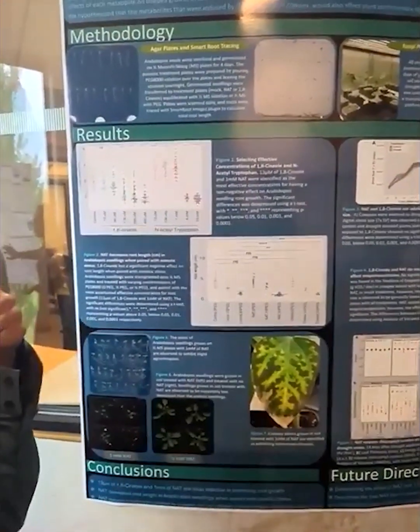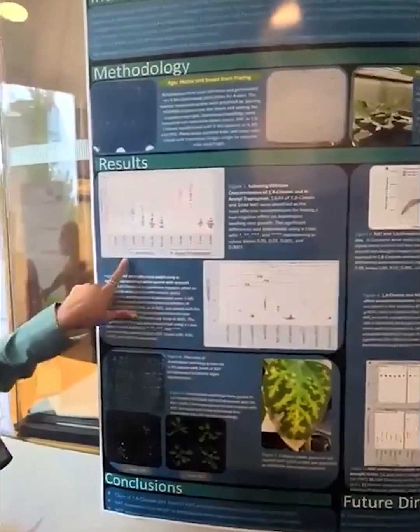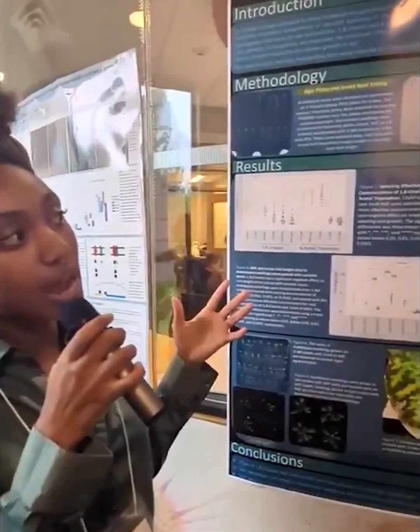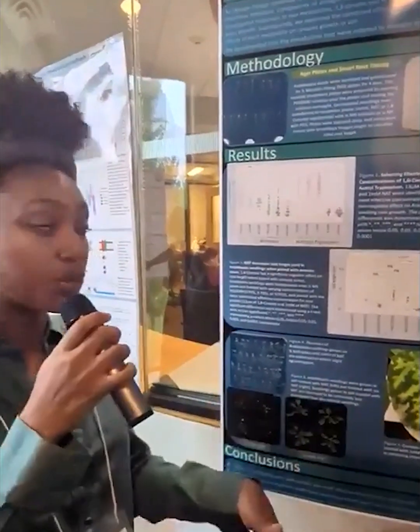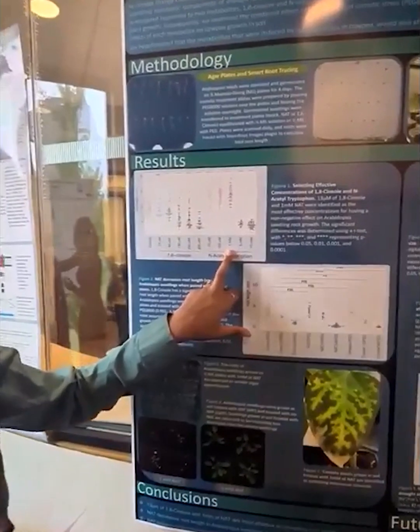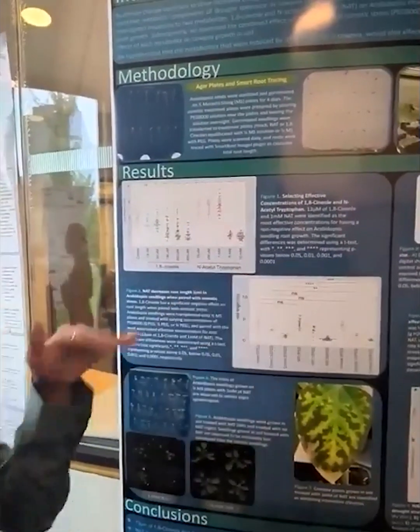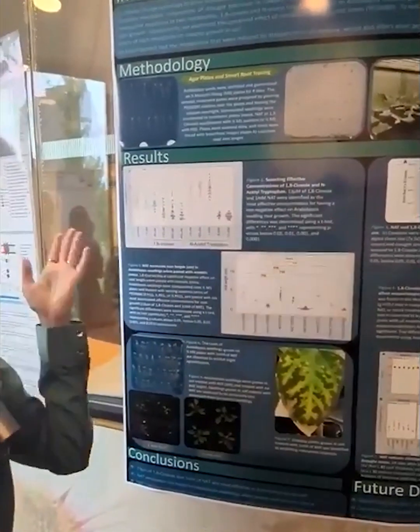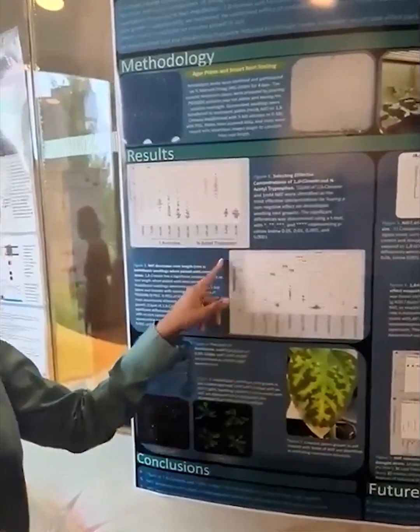It allowed us to select this concentration here, which was the concentration of cineole that we saw had the least amount of decrease in root length. And this concentration here, where we're able to see the most significant root growth, but not too much where it's killing our plant.